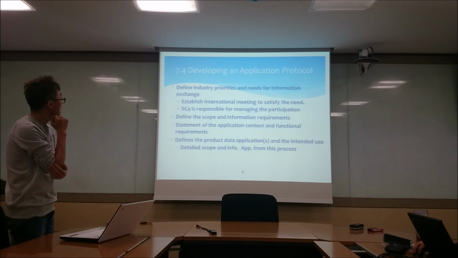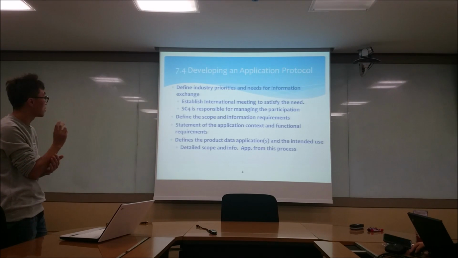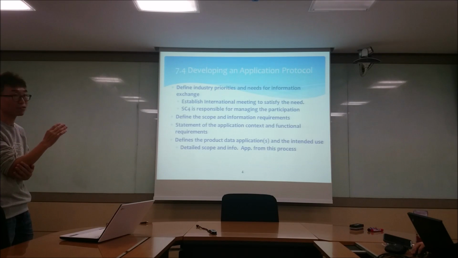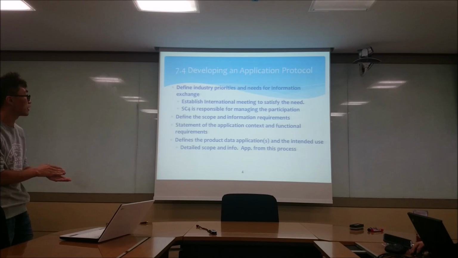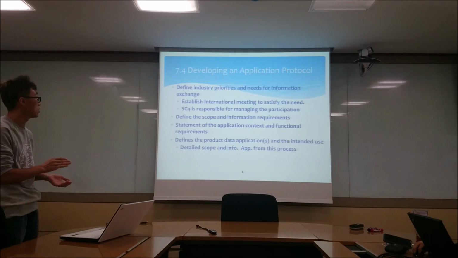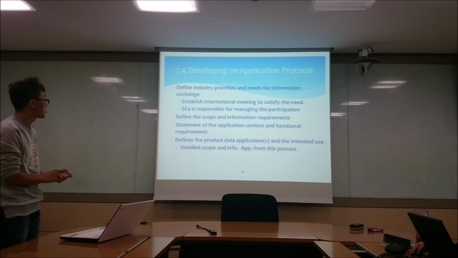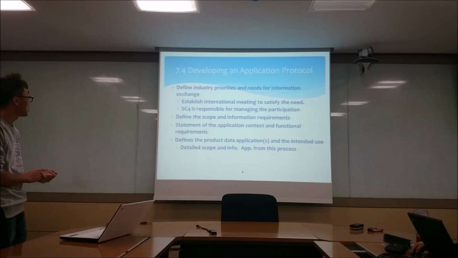Like in the first phase, we start by defining the industrial priorities and needs for the information exchange. Then we establish an international meeting to satisfy this need, and especially in this process, the SC4 is responsible for managing the participation, and then we define the scope and the information requirements.